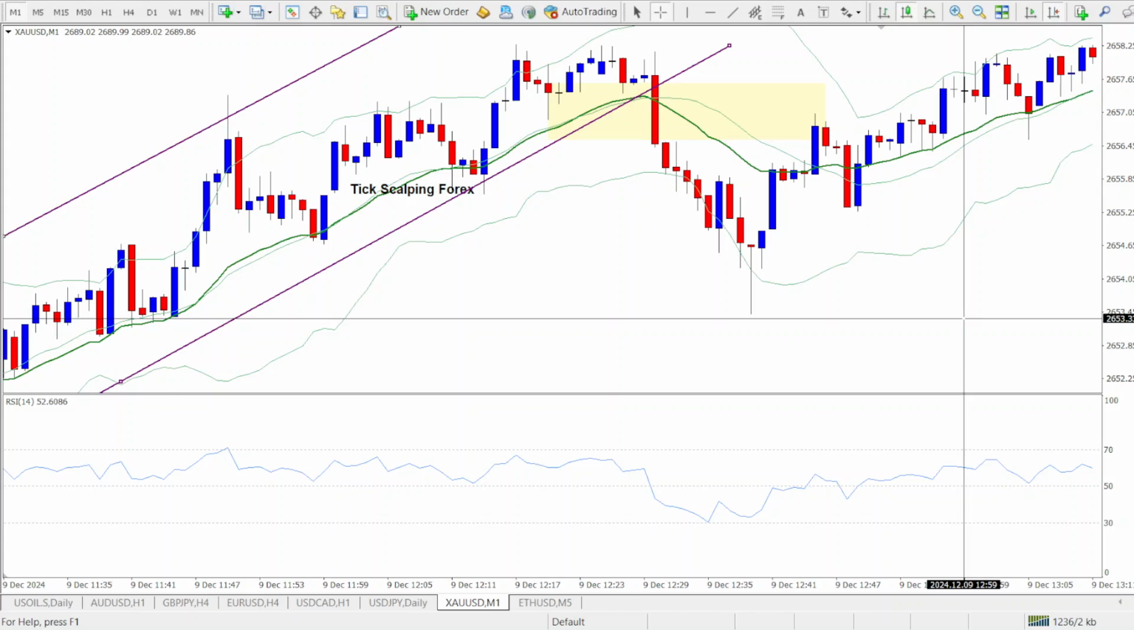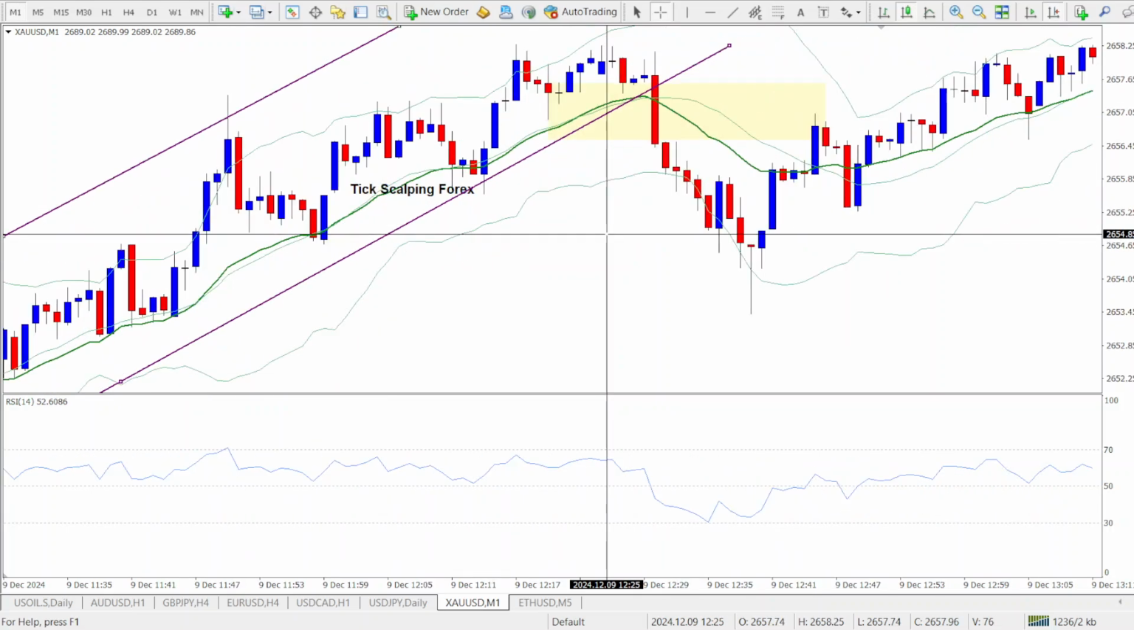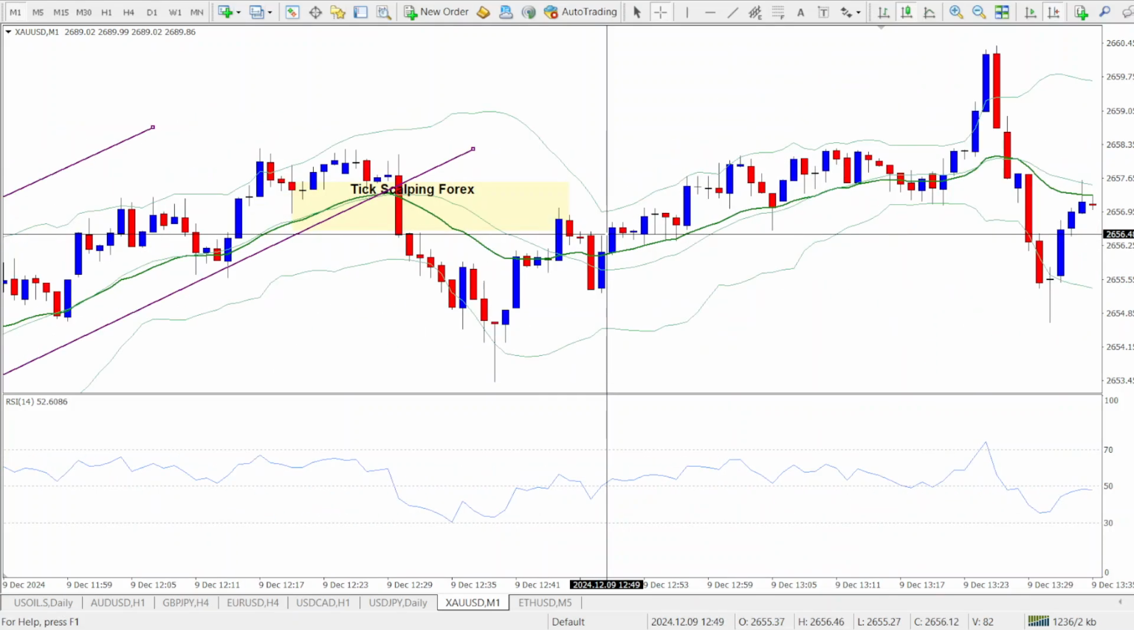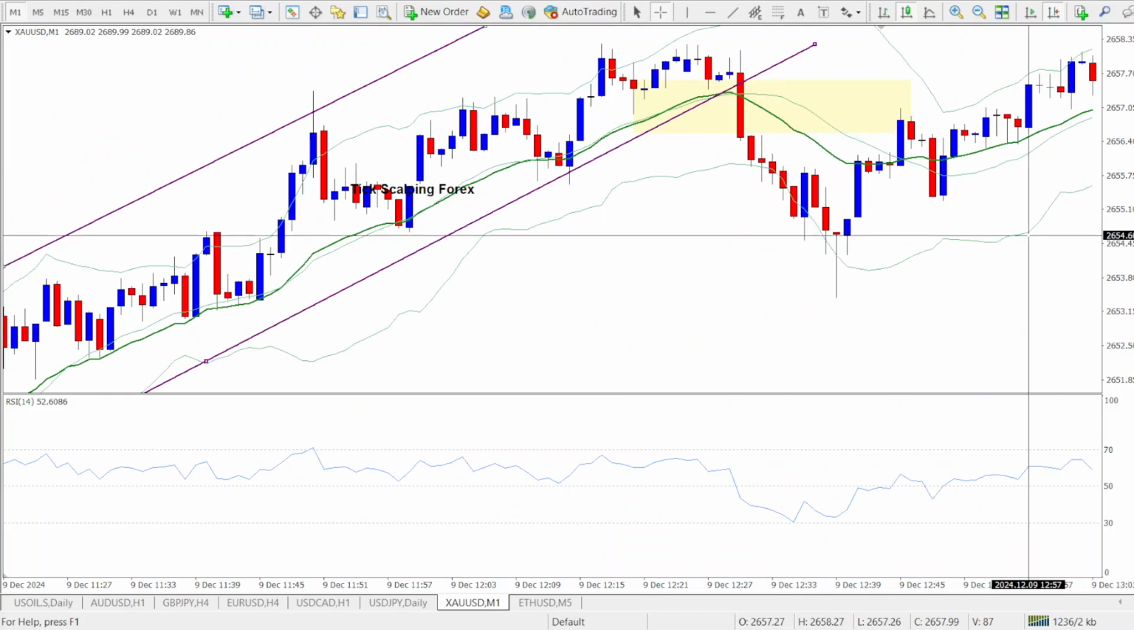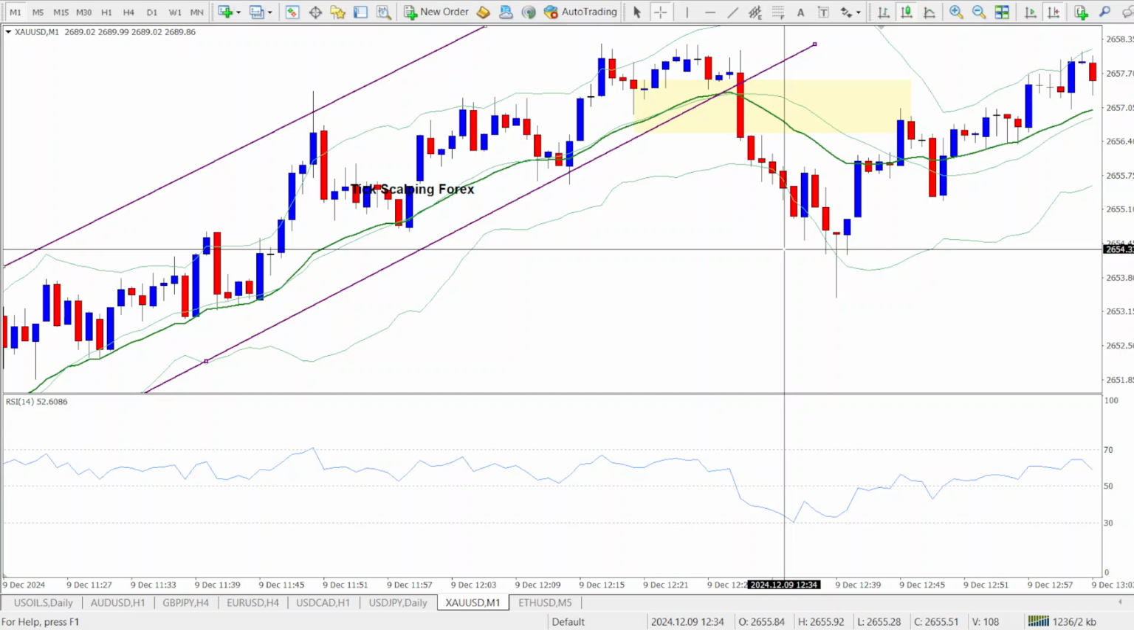And thirdly, you need to manage your risk. Never risk more than 1 to 2% of your trading account on a single trade. Scalping involves frequent trades, so proper risk management is key. And then finally, you need to stay focused. Tick scalping requires constant attention to the charts, so distractions can cost you valuable opportunities. Now remember, this strategy isn't about hitting home runs, it's about consistent base hits that add up over time.